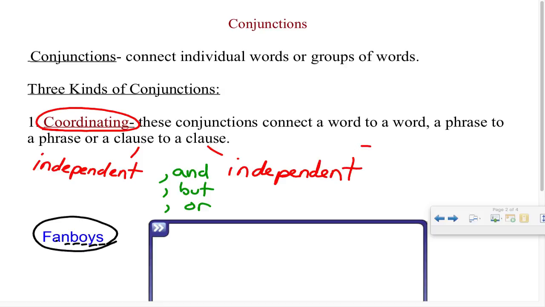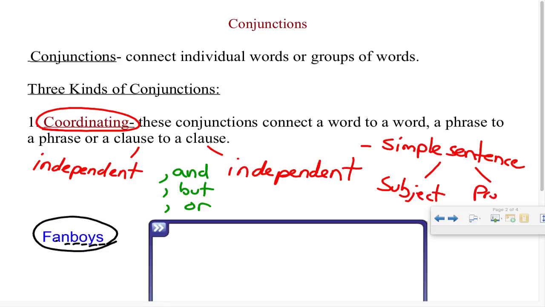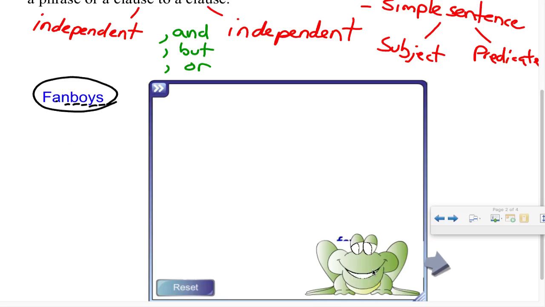is another way to say basically a simple sentence. And what a simple sentence has is two parts. It has a subject and it has a predicate. Predicate is a fancy word for basically a verb. A subject is who the sentence is talking about.